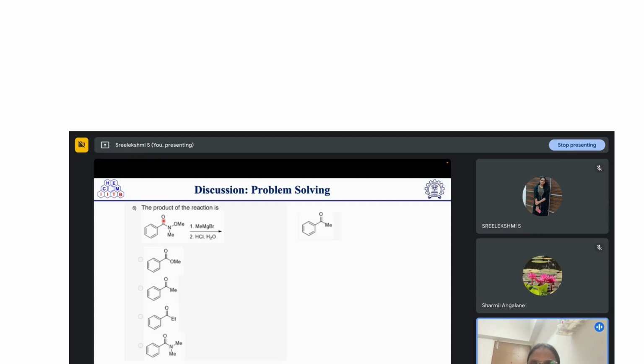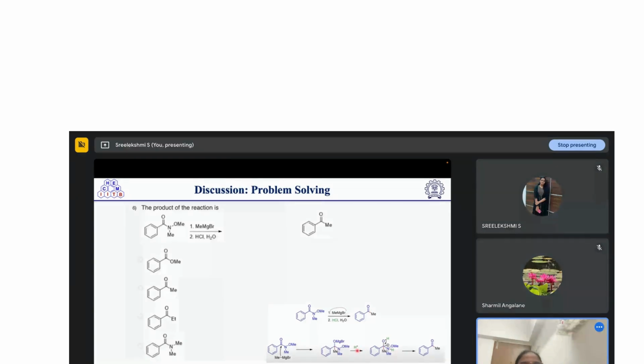So here the correct answer is option B. What is basically happening is that from this methyl magnesium bromide, this methyl group will be negatively polarized and this magnesium will be positively polarized. So this negatively polarized carbon of this methyl group will attack over this ketone carbonyl carbon center to give this particular intermediate.